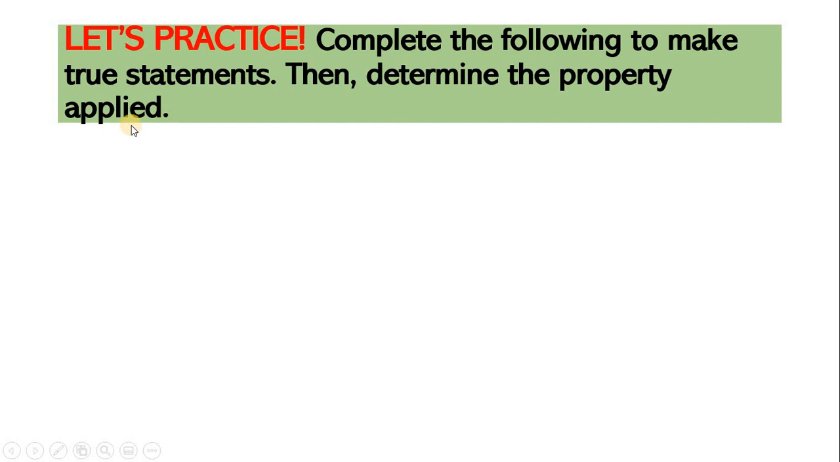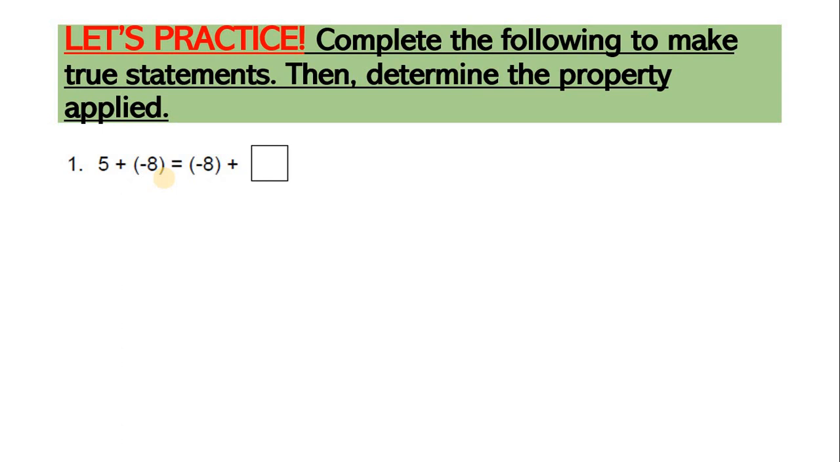Complete the following to make true statements, then determine the property applied. So, sagutan nyo siya habang piniplay itong video. Okay? For number 1, 5 plus negative 8 is equal to negative 8 plus blank. What is the missing number? Of course, it is 5. And what is the property being applied? This is a commutative property.